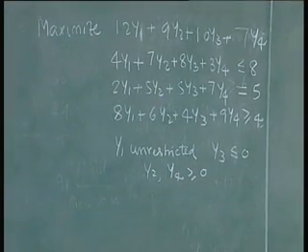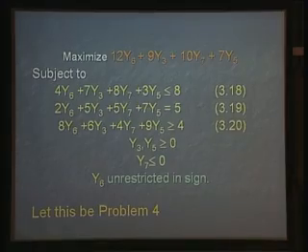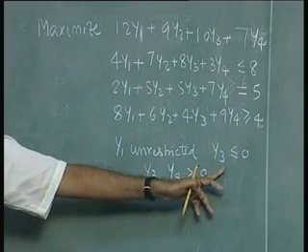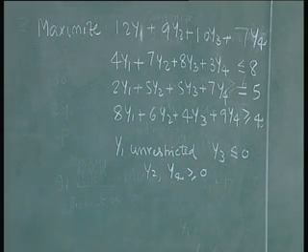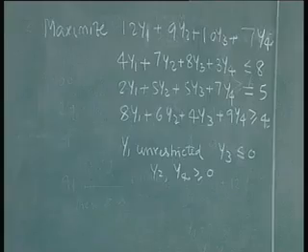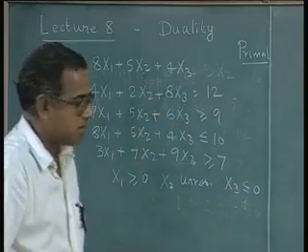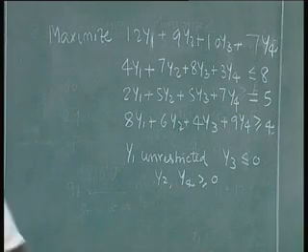The third variable was y7 which is less than or equal to 0, third variable is y3 which is less than or equal to 0. So now this is the dual corresponding to this primal. Now we can do two things.